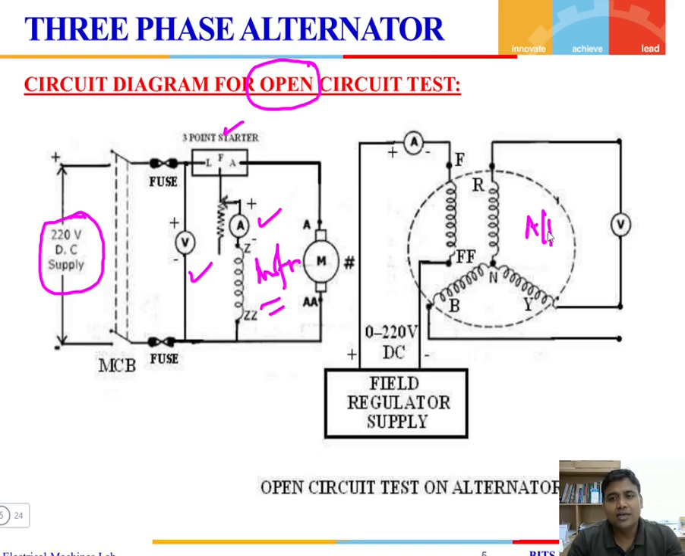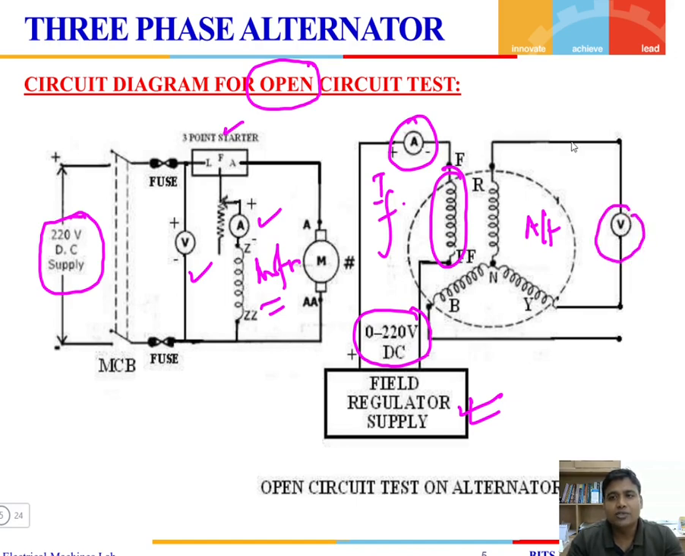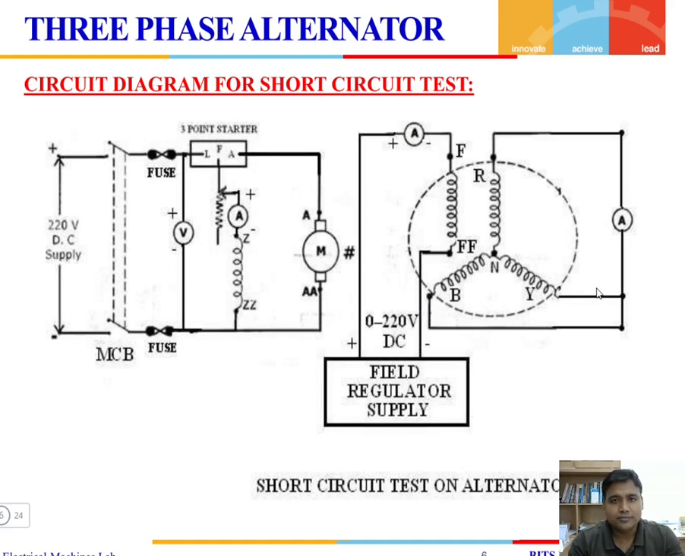And then on the alternator side we have the field regulator, which is used to excite the field winding of the alternator. So this is your field winding of the alternator, which is excited from a DC supply of 0 to 220 volt, and the ammeter is used to measure the field current. A voltmeter is connected between two terminals of the alternator to measure the line voltage. Since it is an open circuit test, we have connected a voltmeter between the two terminals of the alternator. So this is the open circuit test.